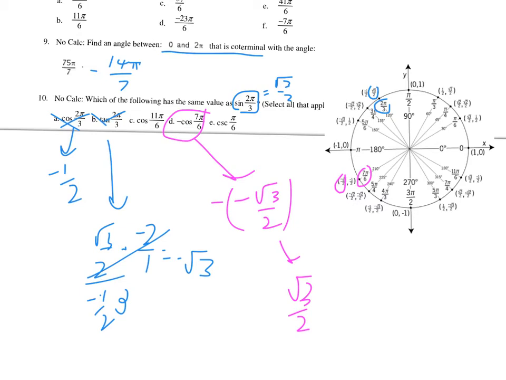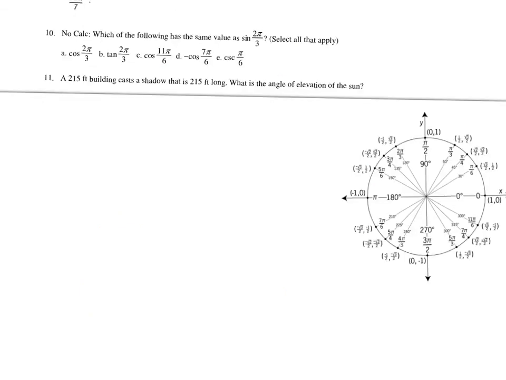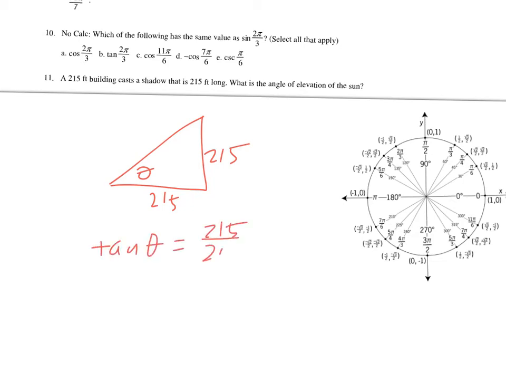Go for it. All right, next up here, it's asking for the angle of elevation of the sun. It says this one's 215, and that's 215. And it's asking for this theta right there. So I would set this up as tangent of theta equals 215 over 215. So tangent of theta equals 1. And I know that the tangent of theta equals 1 right here. And so I know that theta is 45 degrees.